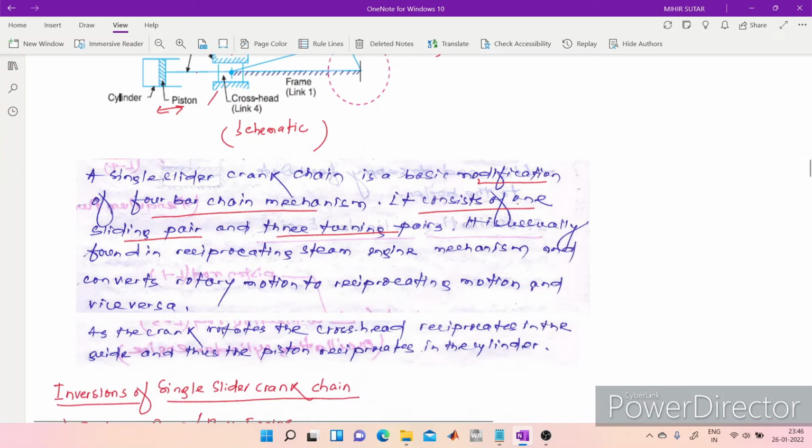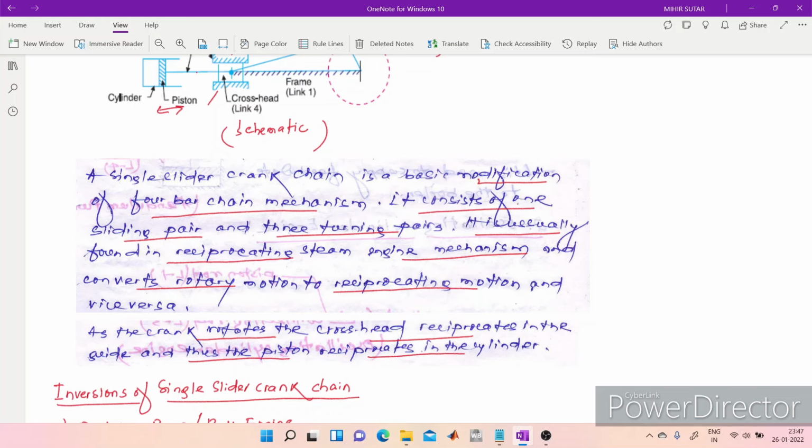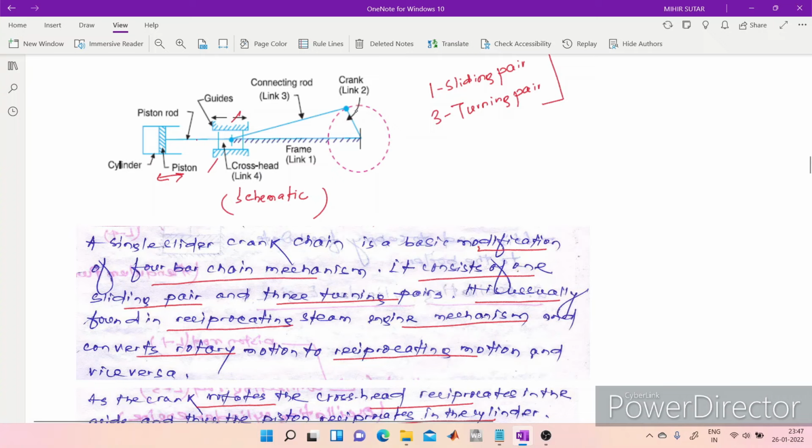It is usually found in the reciprocating steam engine mechanism, and it converts the rotary motion to reciprocating motion and vice versa. As the crank rotates, the crosshead reciprocates in the guide, and thus the piston reciprocates in the cylinder, as I told you. So the rotary motion of this crank, as you can see here, is converted to the reciprocating motion of the piston here. So this is single slider crank chain.